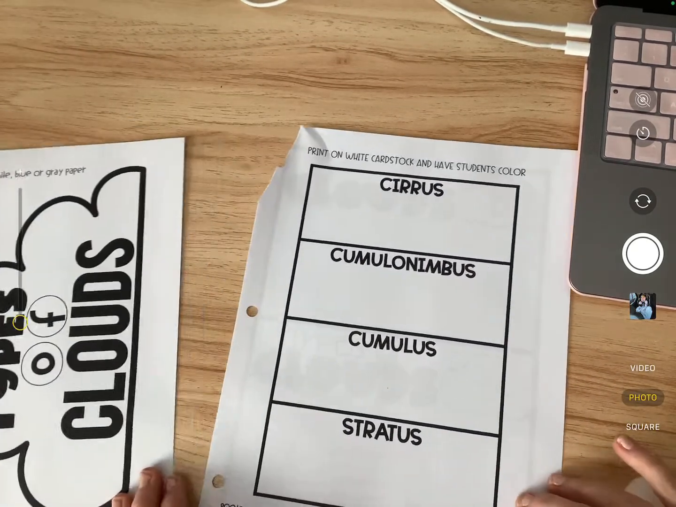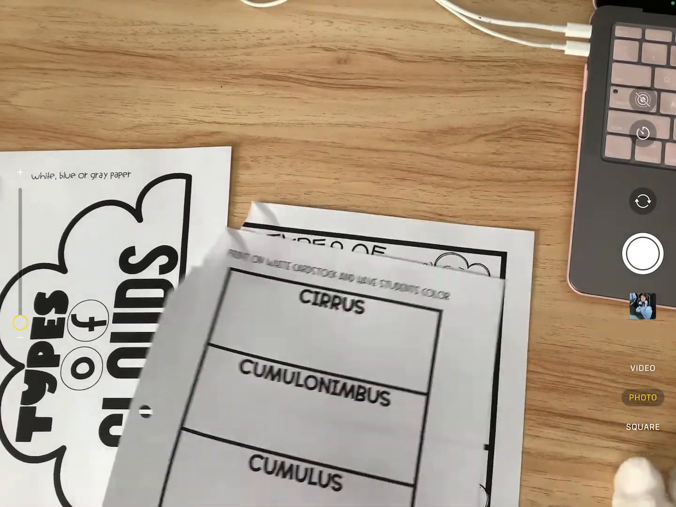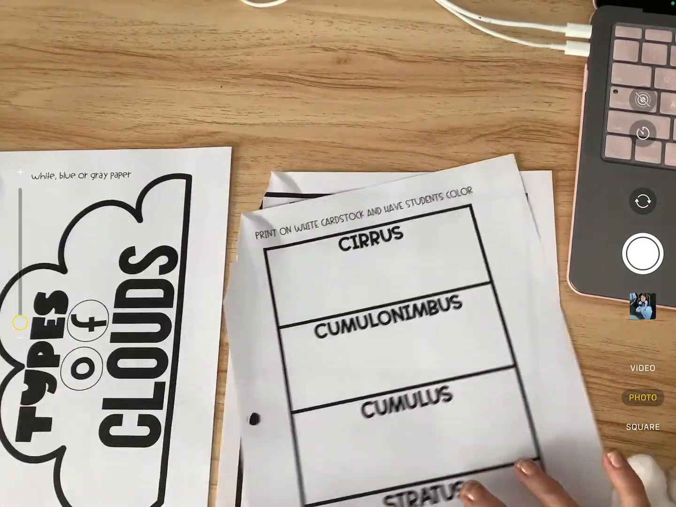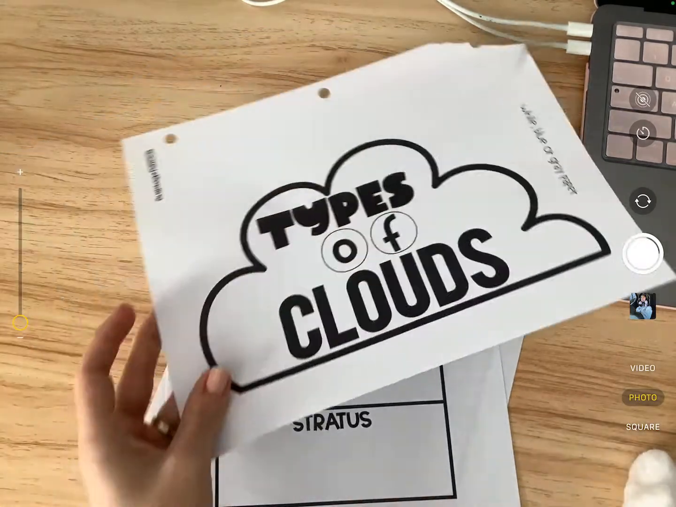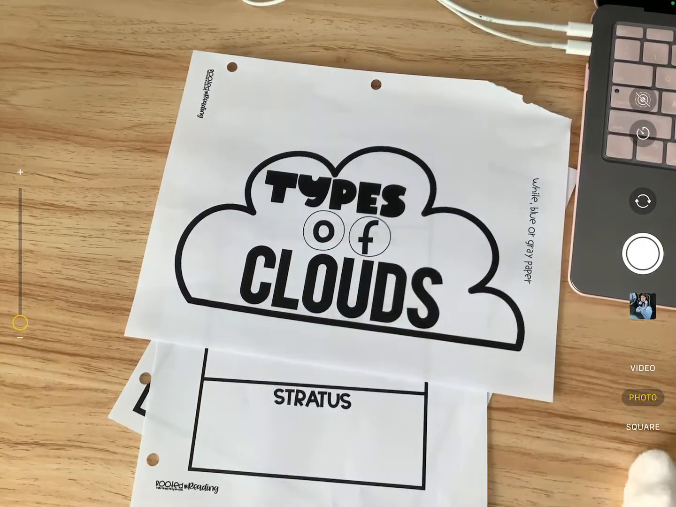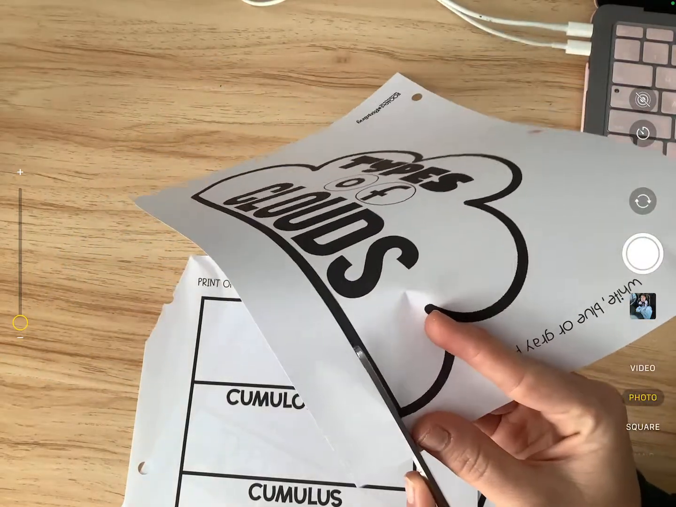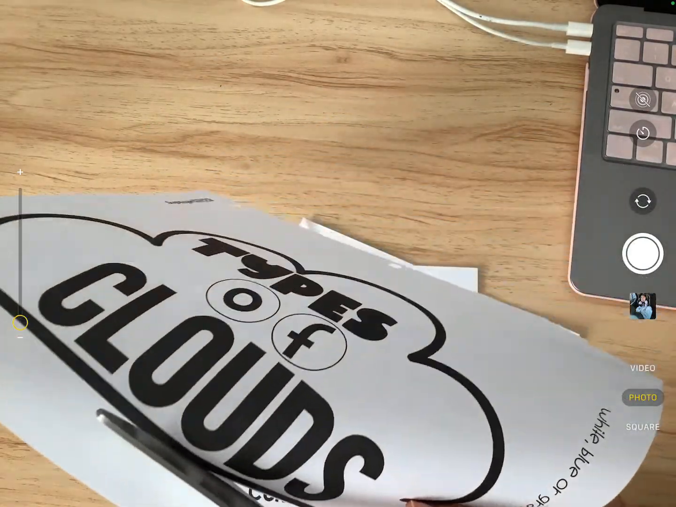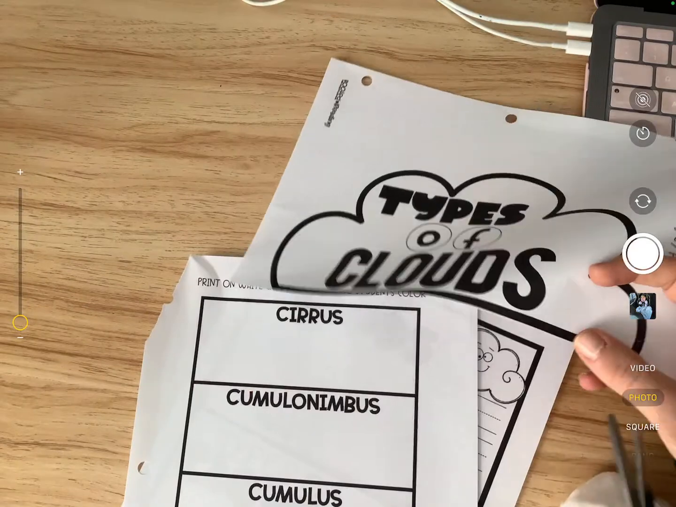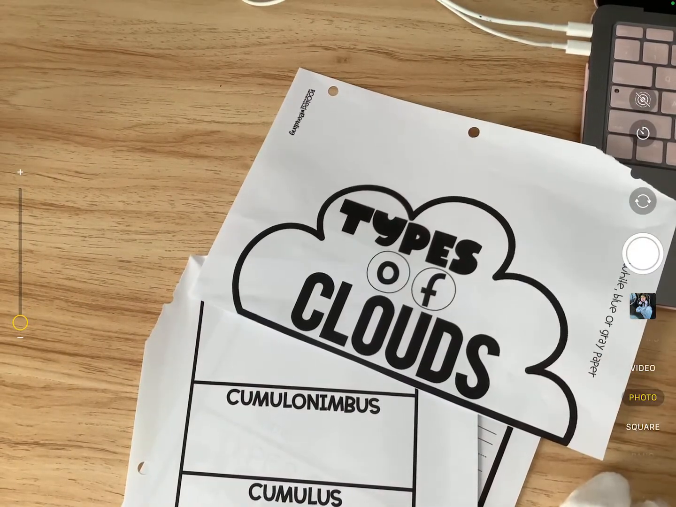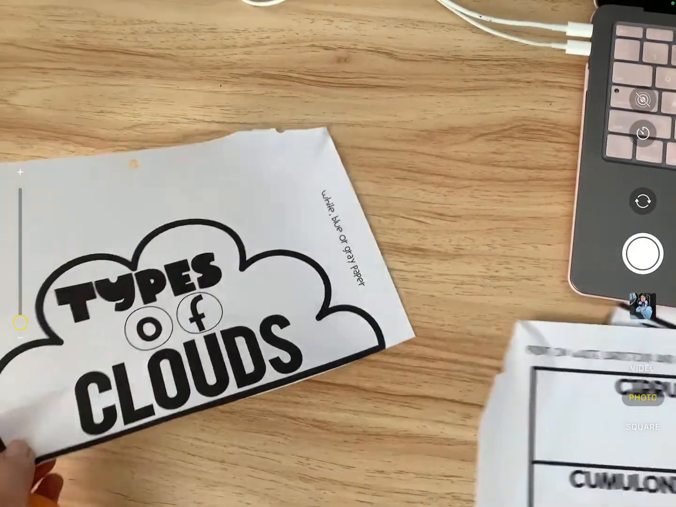Okay, so let's see. Let's start with this. Go ahead, the first thing you're going to do is cut out this cloud here that says types of clouds. Okay. I'm going to move these papers to the side.